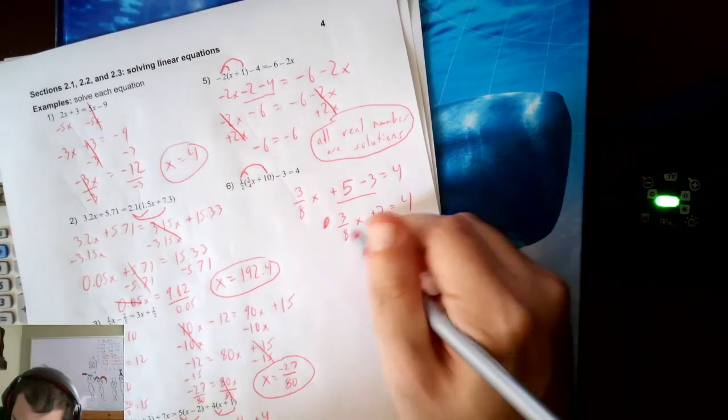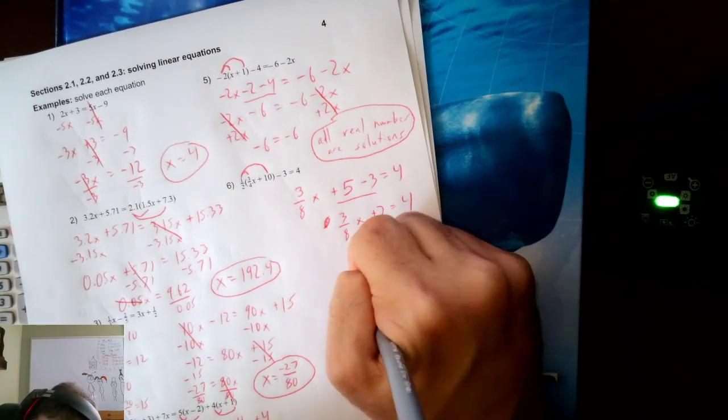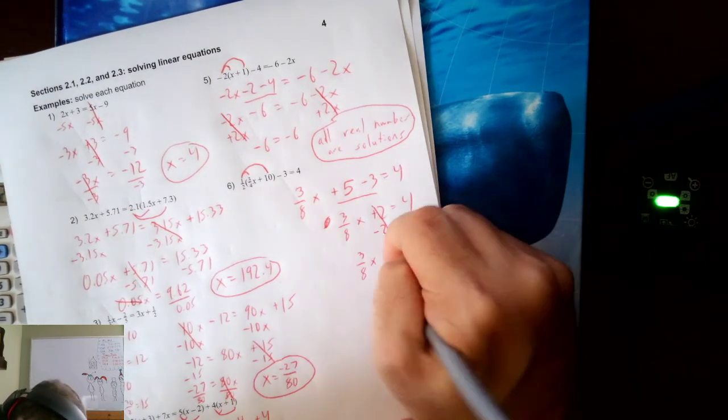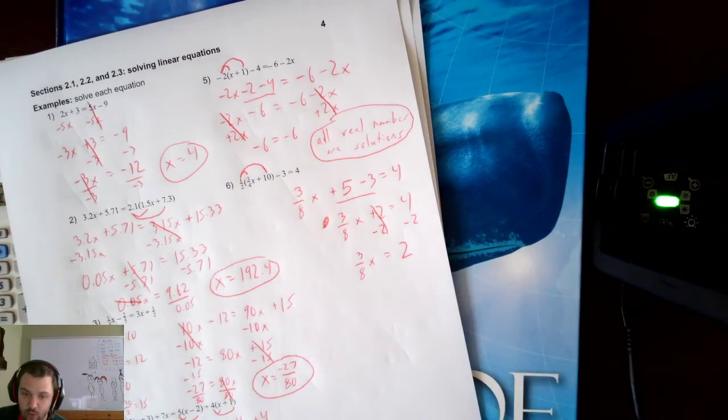Let's see. I've already got all the x's over here. I'll subtract 2. 3/8 x. That cancels. 4 minus 2 is equal to 2. And so now I have 3/8 x equals 2.